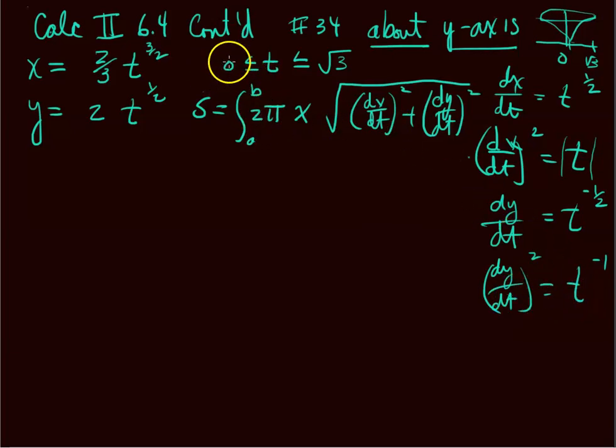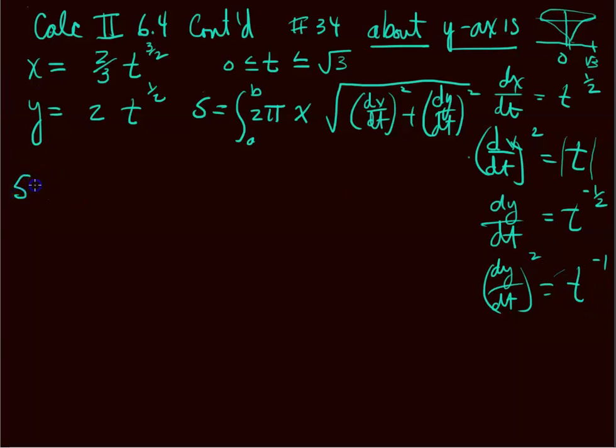Now that might be a problem when you plug in a 0, but it's nice to know that as t goes to 0, this function goes to 0. So it's defined at that point. There's no problem at that point. There's no division by 0, even though this has within it that 1 over t.